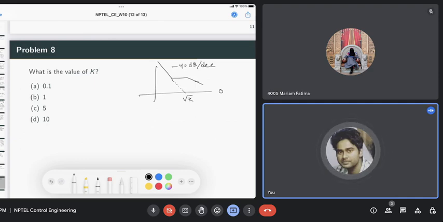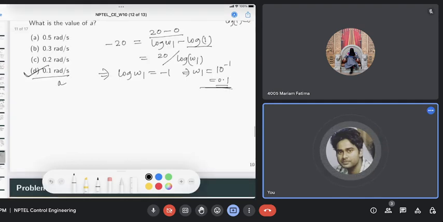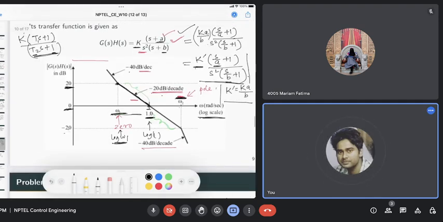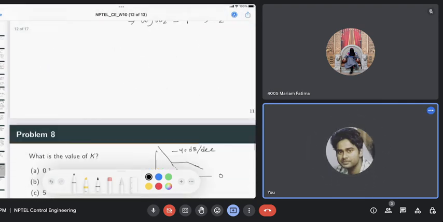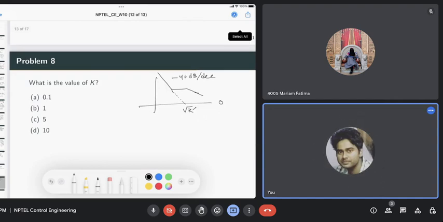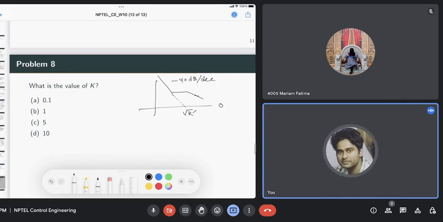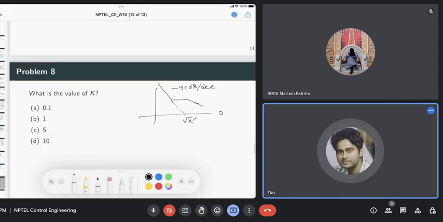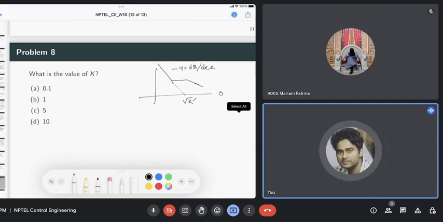So for our case it is k dash. In the standard form it is k dash. To avoid confusion, I have denoted it as k dash. So the square root of this k dash will be the point, the frequency, at which this initial minus 40 dB per decade line will intersect.